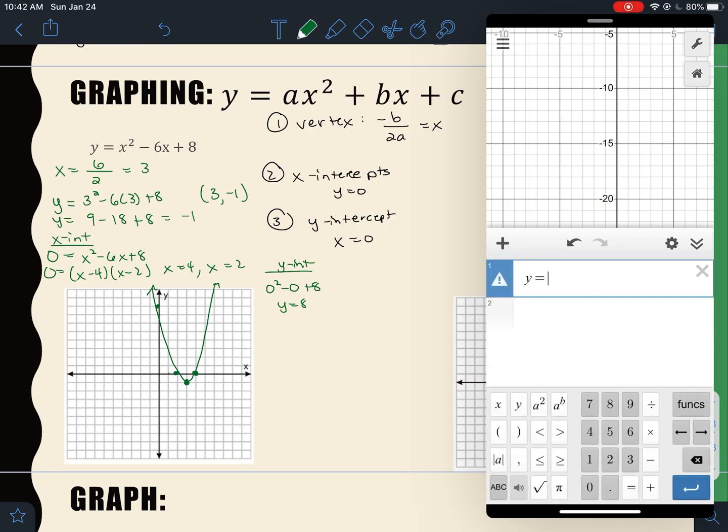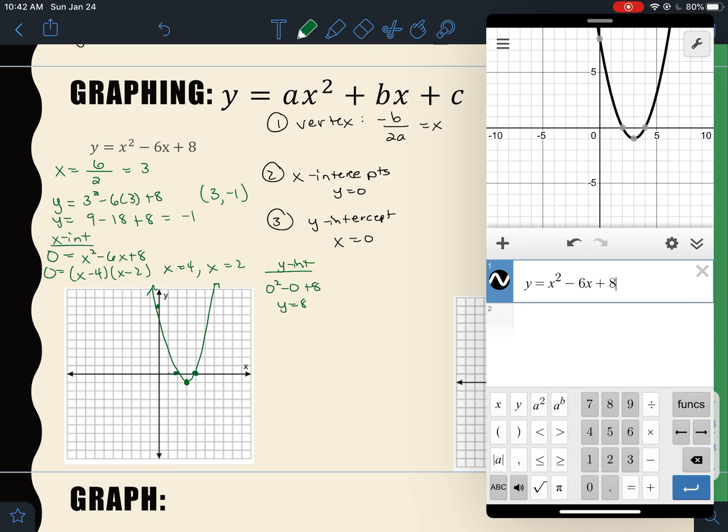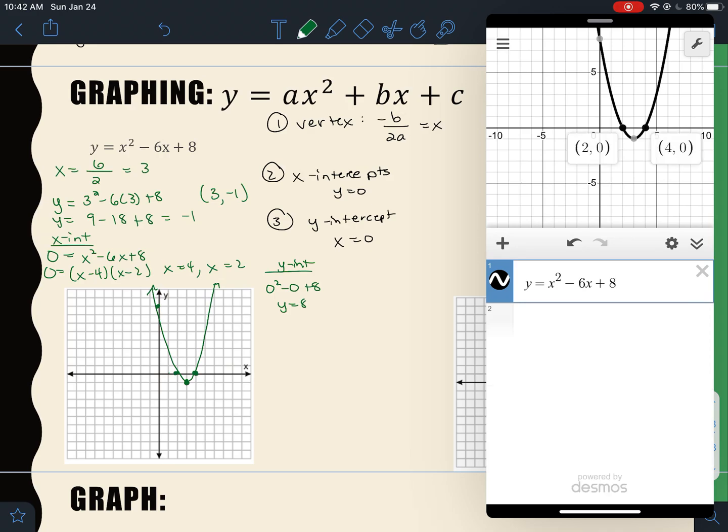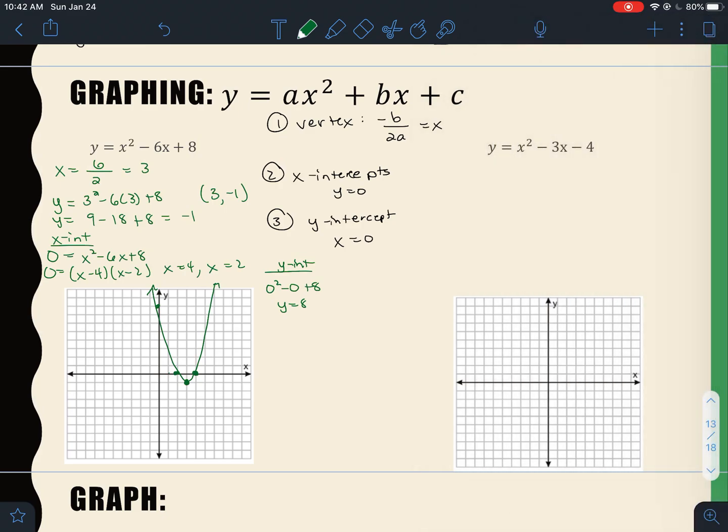So y equals x squared minus 6x plus 8. And notice there's our parabola. They look similar. So x-intercepts 2 and 4, those look right. Vertex at 3, -1, and y-intercept at 0, 8. All of those points look correct.